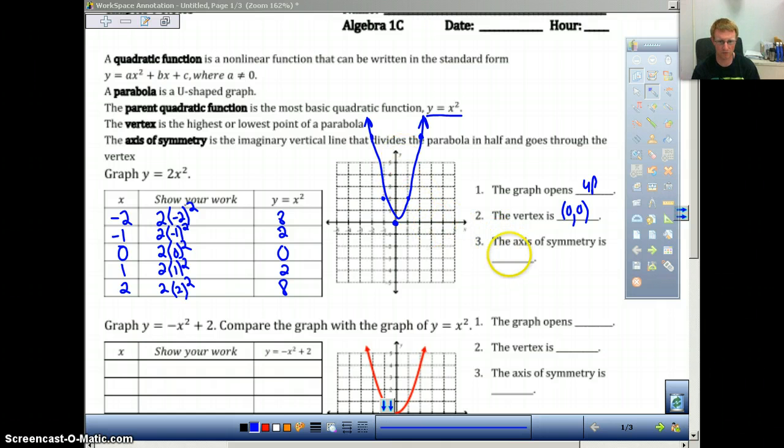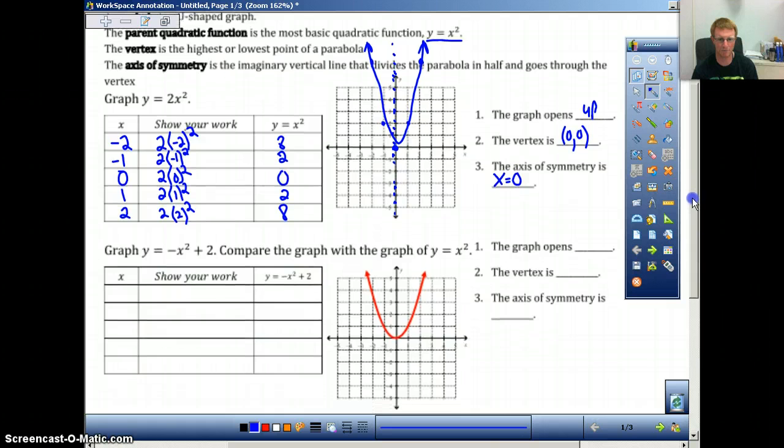And then the axis of symmetry, again, the axis of symmetry is a vertical line that goes through the center. And we always represent that as an x value. Wherever it is, whatever x value it's on is what we call that. X equals 0. Okay, so the graph opens up because this number is positive. The vertex is 0 comma 0 because that's the lowest point. And the axis of symmetry is x equals 0 because that's the vertical line that we have.